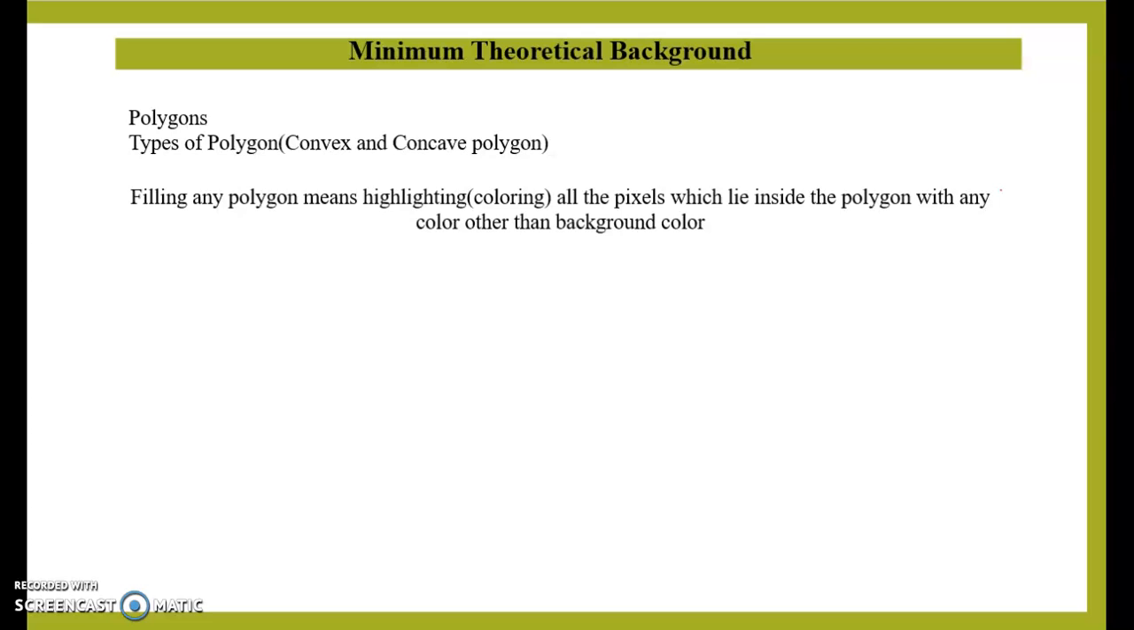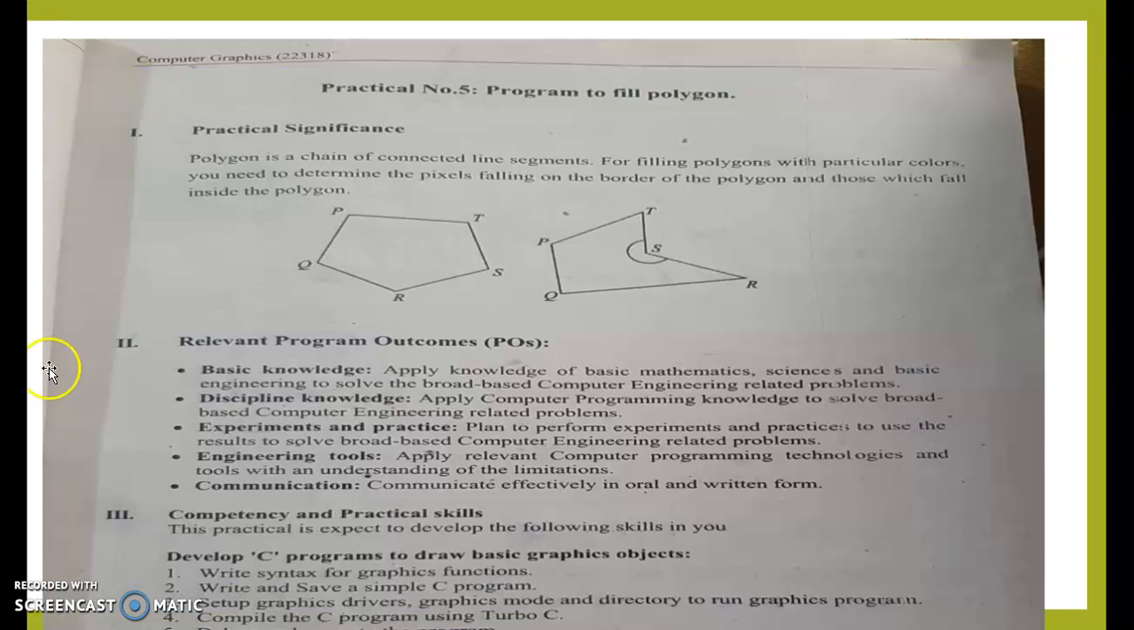We know that there are two types of polygon, convex and concave polygon. Now, what do you mean by filling a polygon? Filling any polygon means highlighting or coloring all the pixels which lie inside the polygon with any color other than the background color. This is your experiment number 5, a program to fill a polygon.